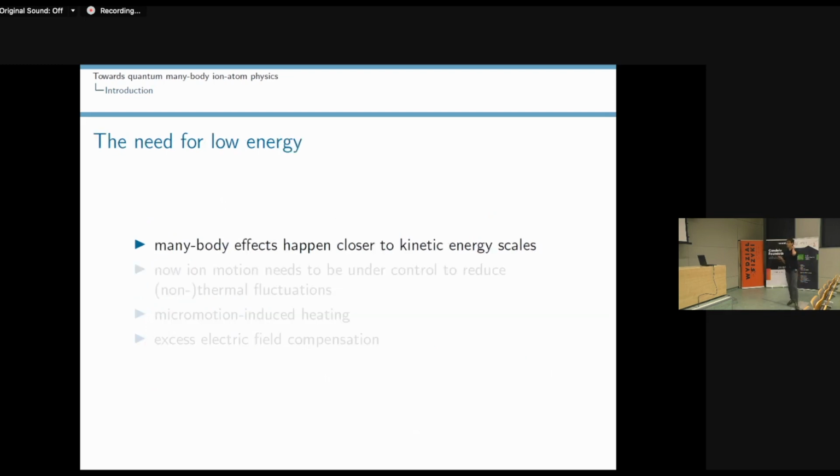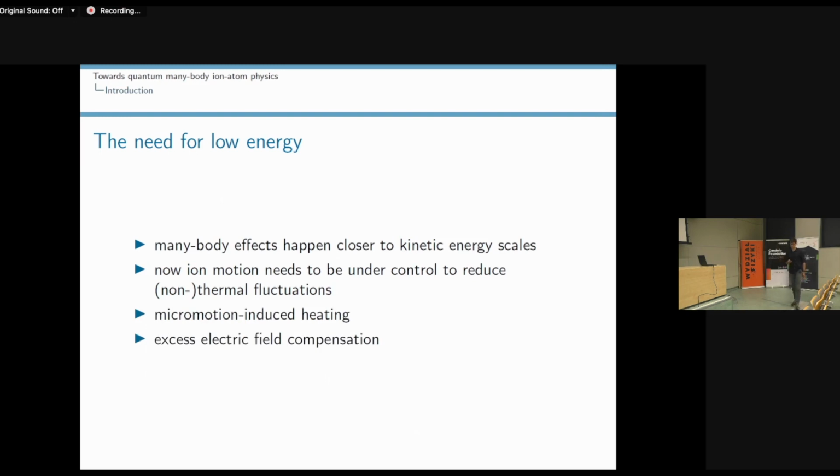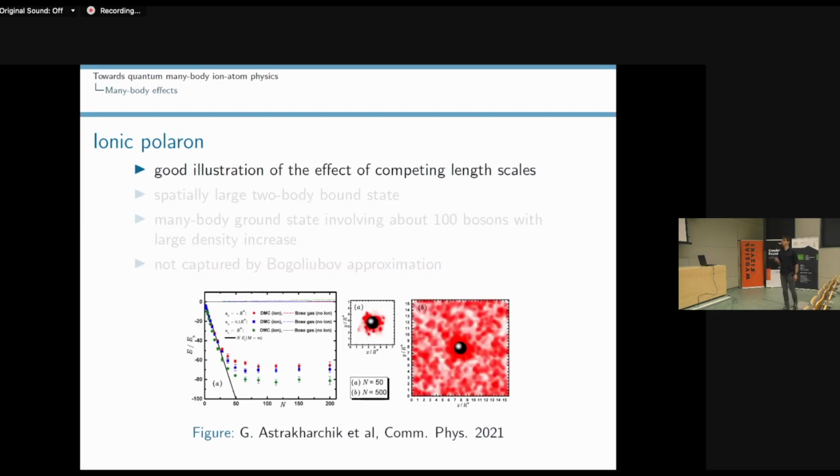But we need to lower the energies of the ion, because the kinetic energy of the ion in a Paul trap is much higher than the phonon energies, and we need to have it under control. In particular, the micromotion-induced heating and the excess electric fields spoil the system from the point of view of many-body theory.